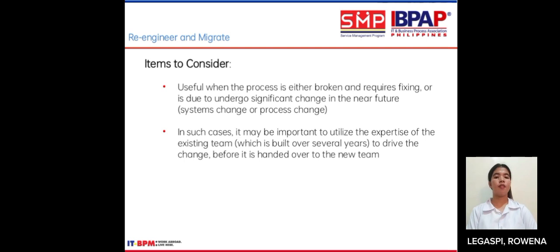Items to consider. Useful when the process is either broken and requires fixing, or is due to undergo significant change in the near future, system change or process change. In such cases, it may be important to utilize the expertise of the existing team, which is built over several years, to drive the change before it is handed over to the new team. So the item to consider in this scenario is the utilization of the existing team and expertise during a process change or fixing a broken process.